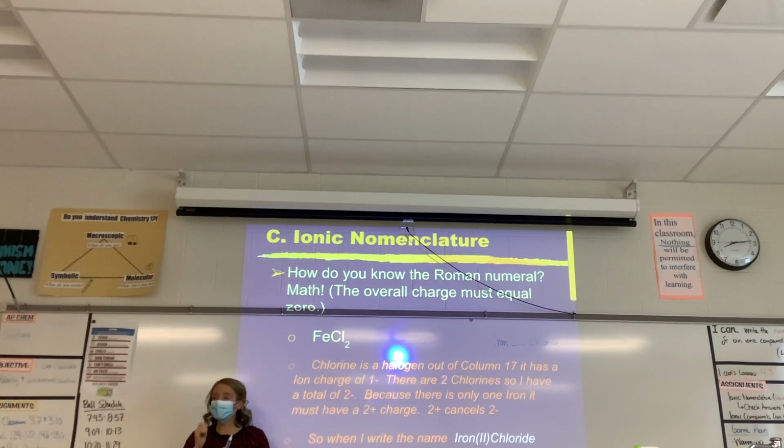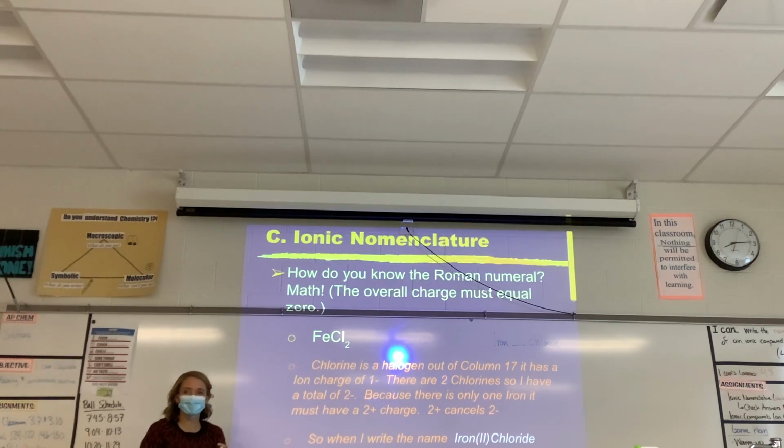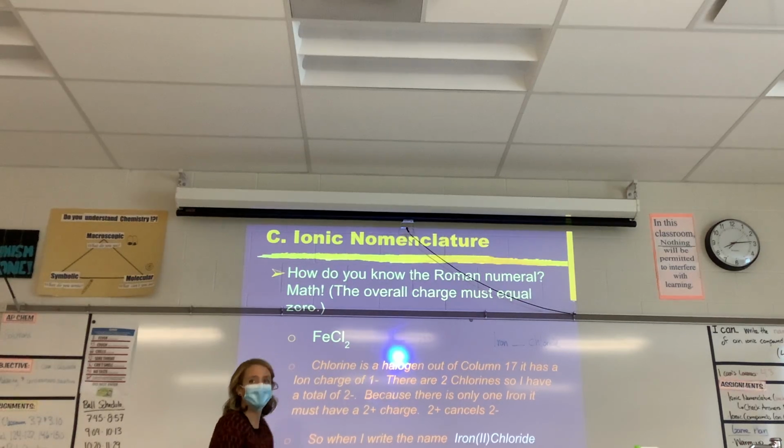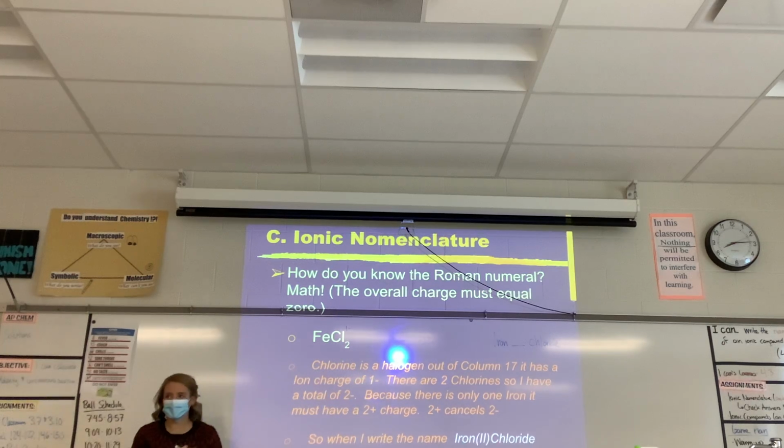So the Roman numeral is the charge of the metal. The charges have been balanced in the formula. So what we have to do is think backwards and reverse the balancing. Go to the periodic table. Based on the periodic table, what is chlorine's charge? Chlorine has a -1 charge.